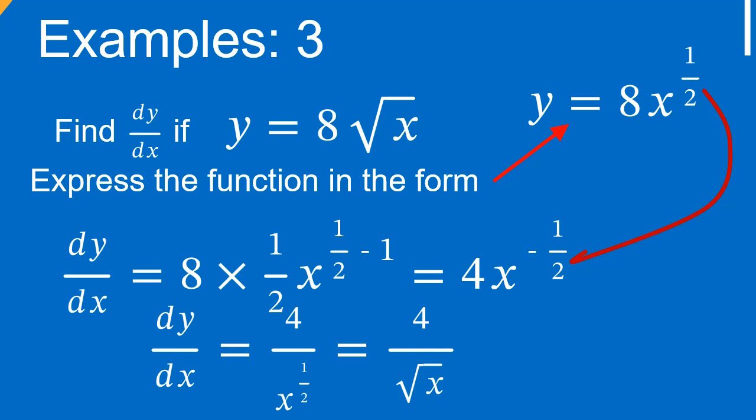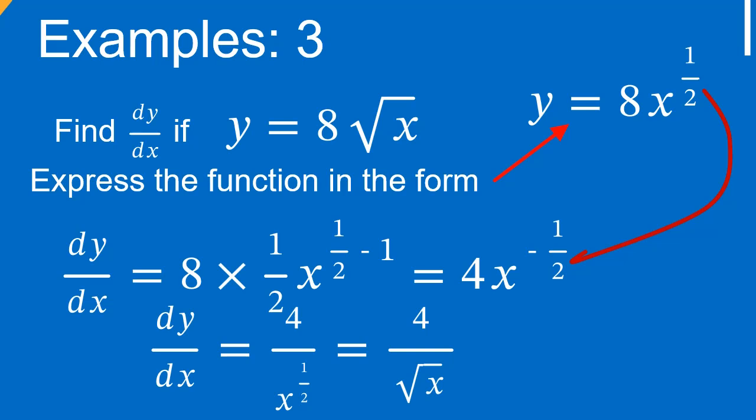Now, this is quite tricky, so it has to be expressed in the proper form so that we can differentiate. So from what you see, y is equal to 8x raised to the power of 1 over 2. The square root has now turned to the power of 1 over 2, if you are familiar with indices. So by that, we can now differentiate.